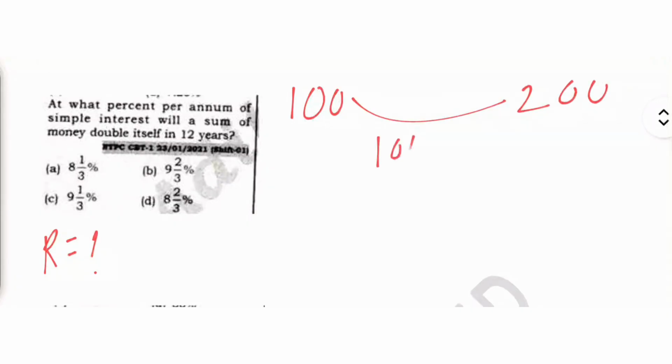At what percent? At what percent means we have to find r. Per annum of simple interest will a sum of money double itself in 12 years. This is 100, it doubles means it becomes 200. What is the interest gain? 100. And in how many years does it become that? In 12 years. So this is your simple interest, this is your t, and this is your p. With all this, can't we find r?